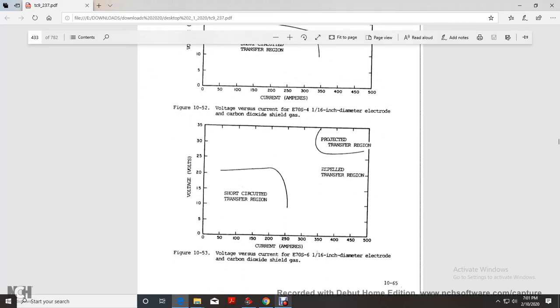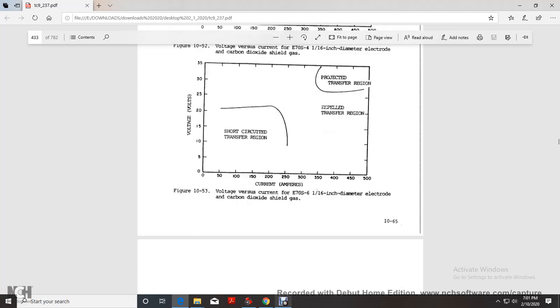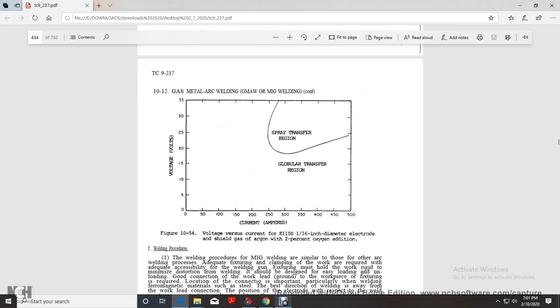Voltage versus current with the E70S-6, 1/16 inch diameter electrode, carbon dioxide shield, with the voltage of the short-circuiting transfer region, projected transfer region, repelled transfer region. And the voltage versus the current with the E110S, 1/16 inch diameter electrode, shielding gas argon with 2% oxygen, globular transfer region, spray transfer, voltage and current in amps.